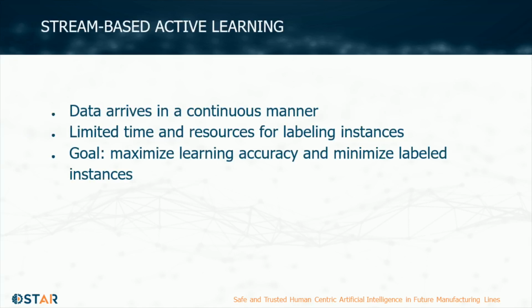Before we explore incremental active learning, let's briefly recap the main idea behind stream-based active learning. In stream-based active learning, data arrives in a stream, and the learning algorithm has limited time and resources to select which instances to label. The goal is to maximize the learning accuracy while minimizing the number of labeled instances required.